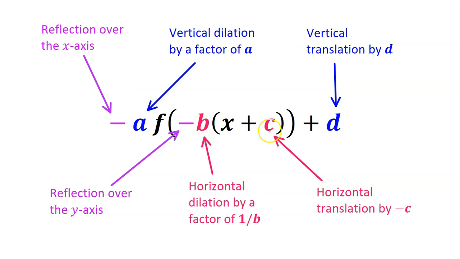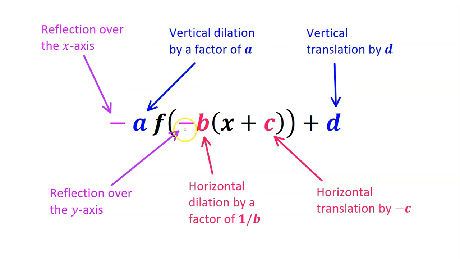The horizontal translations are also the opposite of the way they look. If c is positive, the function will move to the left. If c is negative, the function will move to the right. That's why we say horizontal translation by negative c. A negative sign in the very front is a reflection over the x-axis. In a sense, this is a vertical reflection. So it goes along with the fact that all changes on the outside of a function are vertical transformations.